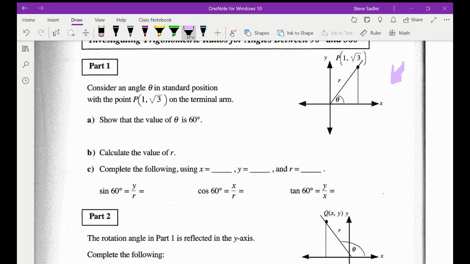They've got a diagram, which is really nice. It's a point where x is 1 and y is root 3. It says here, show that the value of theta is 60 degrees. Show that that angle is 60 degrees.